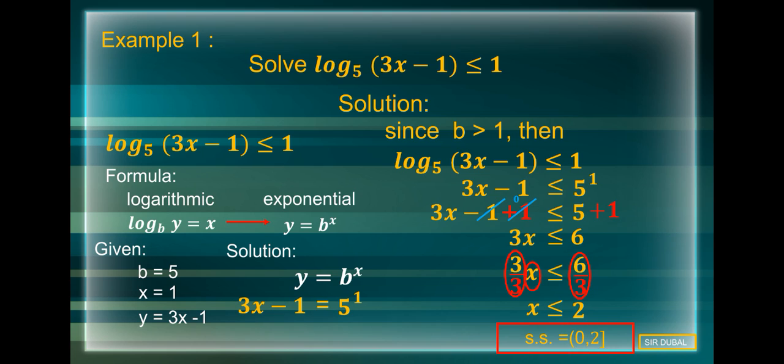So our solution set is from 0 to 2, since the argument of a logarithm must be positive. And this 2 here is part of our solution.